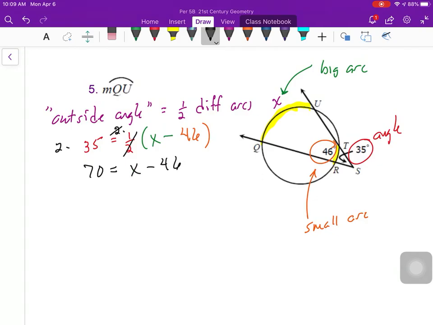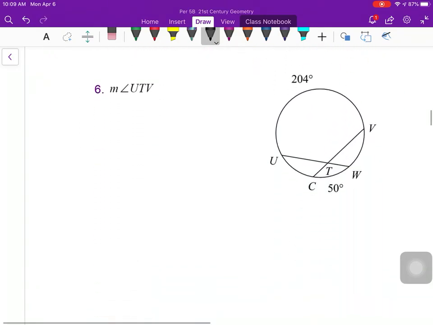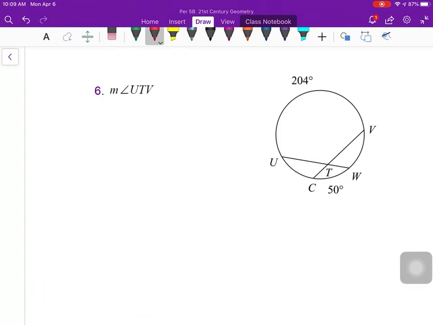And once we have it set up, then it's just an algebra problem. 2 times 35 is 70. We end up with x minus 46. We add 46 on both sides. 116. So the measure of arc Q to U, 116 degrees. Hey, just like we did in the previous day. The next one.